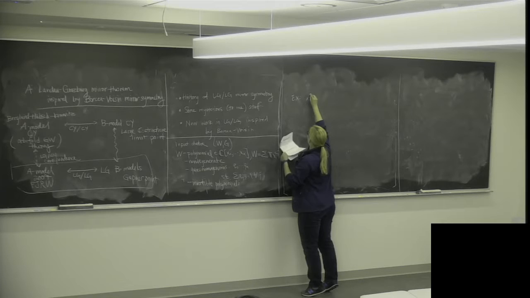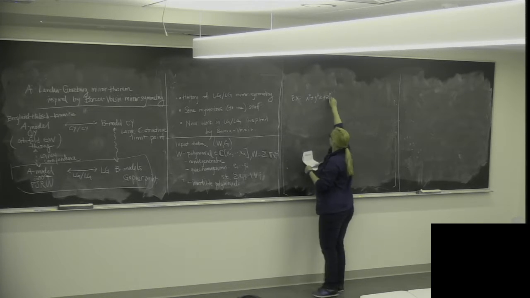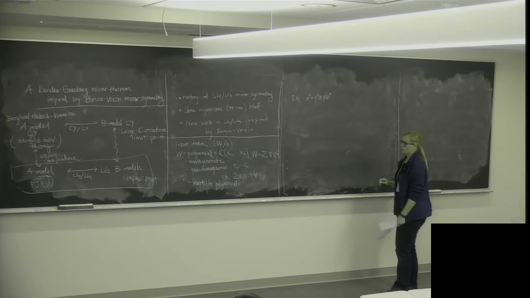All right, so how about x squared plus y cubed z plus z to the 4th. This is a non-degenerate, quasi-homogeneous, invertible polynomial.